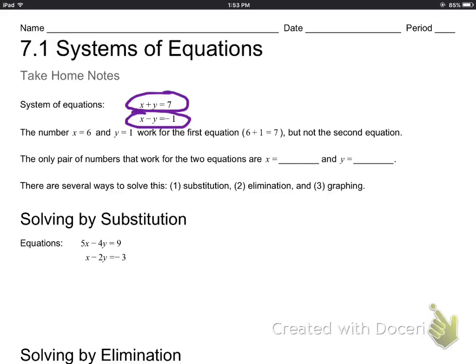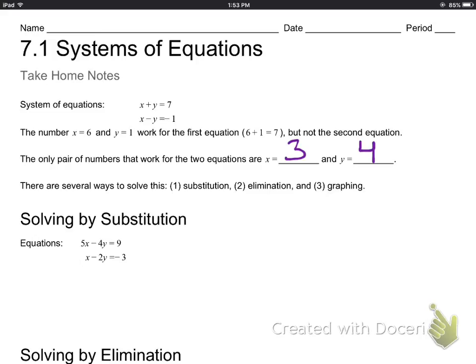When the number of equations and the number of variables match, you can usually figure out what the two variables should be. So you notice, for example, 6 and 1 work for the first equation because they add up to 7, but they do not work for the second equation. So the key is, often we need to find the one pair that works, and sometimes I'll give it to you and you just need to check it. The only pair of numbers that work here are when x is 3 and y is 4, because 3 plus 4 is 7 and 3 minus 4 is -1.